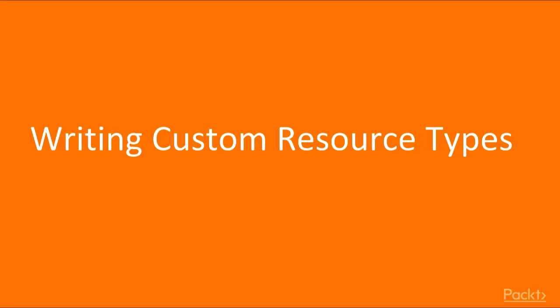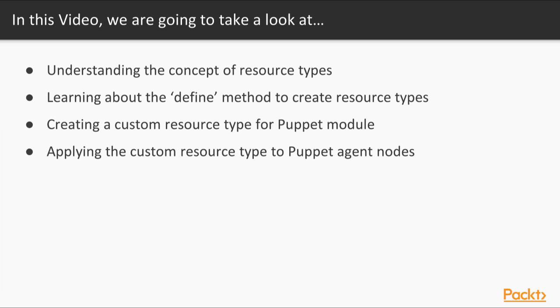In this video, we will learn to write custom resource types. We will first understand the concept of resource types, which are written using the Puppet language in Puppet manifest files. We will use the define method to create custom resource types. We will then create a custom resource type for a Puppet module and use the type in a manifest and apply it to Puppet agent nodes.